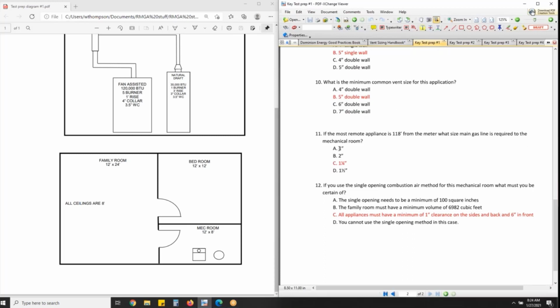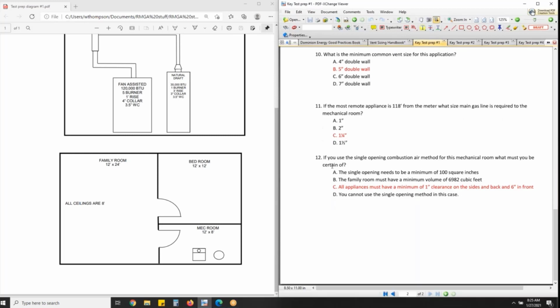Okay, number 11, if the most remote appliance is 118 feet from the meter, what size main gas line is required to the mechanical room? Everyone gets C, 1.25 inches. Okay, and remember, they're asking to the mechanical room, so you've got to take into account total BTUs in that mechanical room. You might see a question, what line to either the water heater or the furnace alone? Then you would use the information from that appliance to do it.